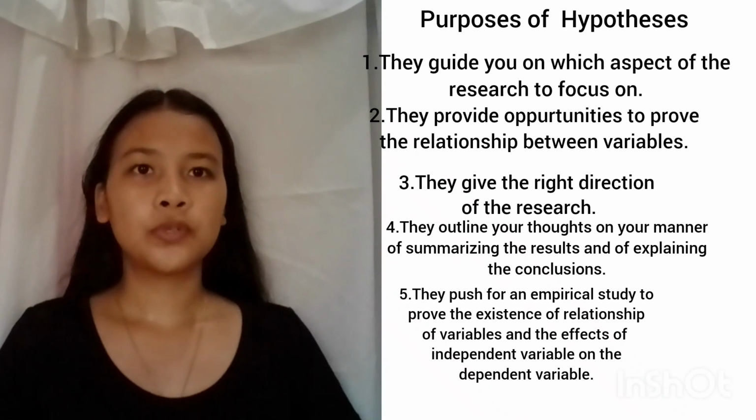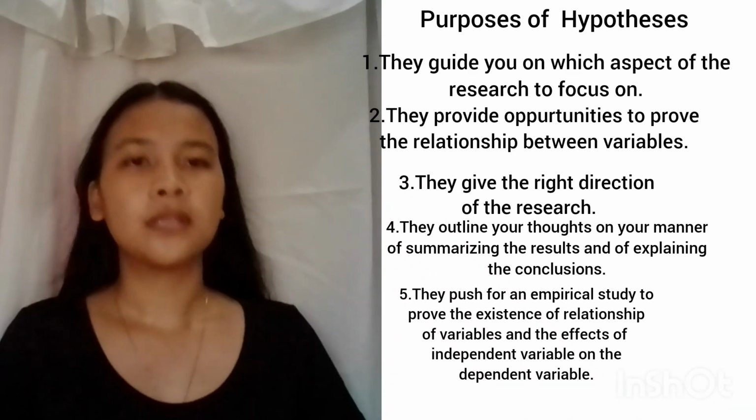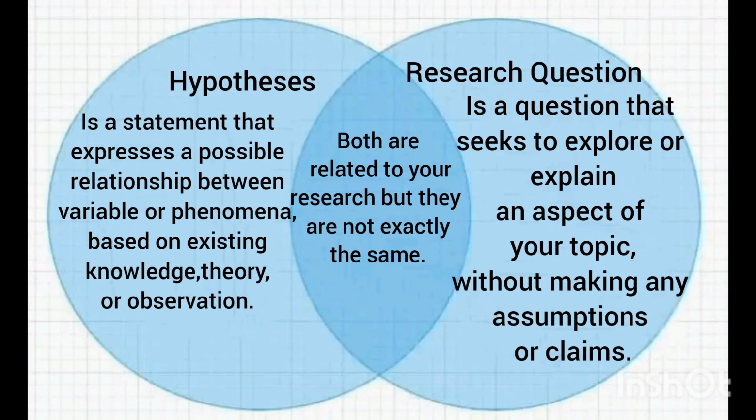Fifth, they push for an empirical study to prove the existence of relationship of variables and the effects of independent variable on the dependent variable. The difference between hypothesis and research question. A hypothesis is a statement that expresses a feasible relationship between variables or phenomena based on existing knowledge, theory, or observation, while a research question is a question that seeks to explore or explain an aspect of your topic without making any assumption or claims. Both are related to your research, but they are not exactly the same.